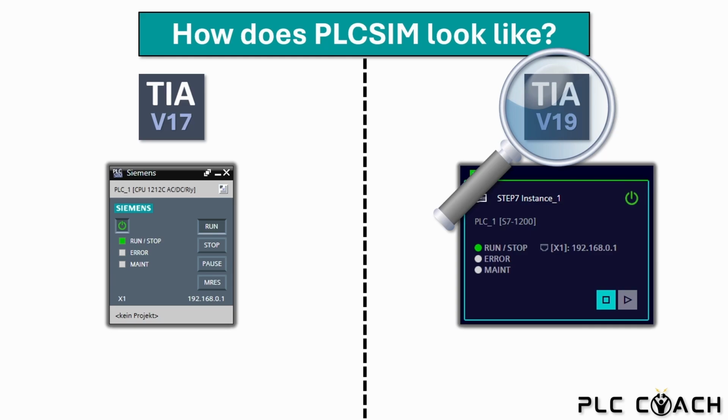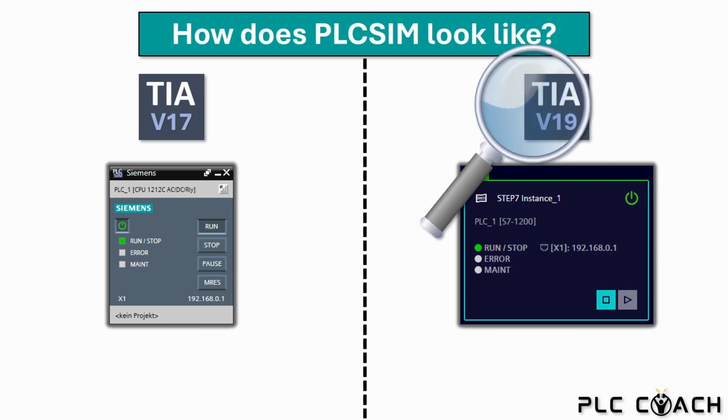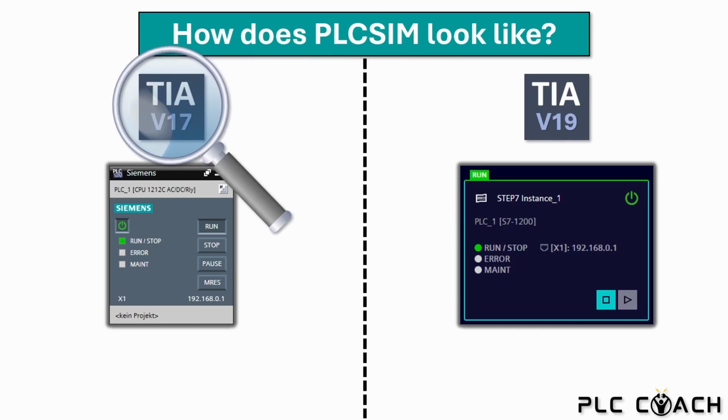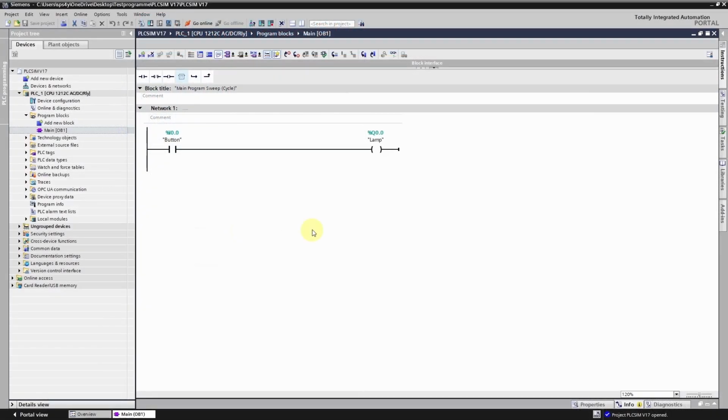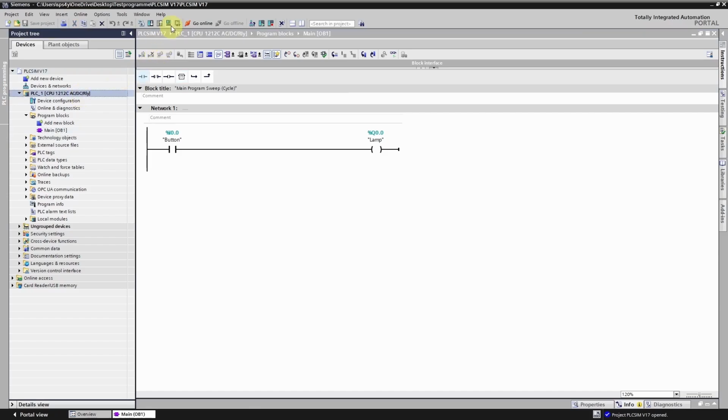If you are still working with an older version of the TIA portal, no problem. Now I will show you the same with PLC SIM version 17. I've created the exact same program in TIA version 17. We will now simulate this project. Again, click on the CPU and then on Start Simulation.